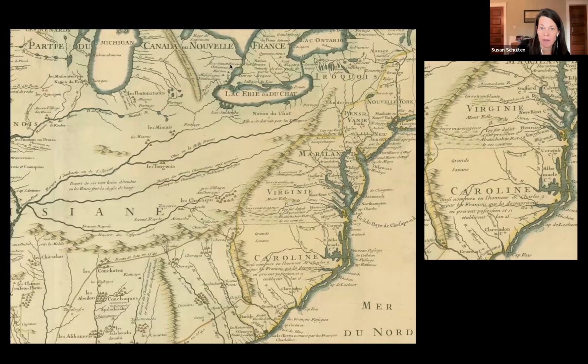But what I want you to notice here is how successful de Lisle was at fulfilling the French king's twin invitations. Give me a map that maximizes power and give me the best picture we have of North America.